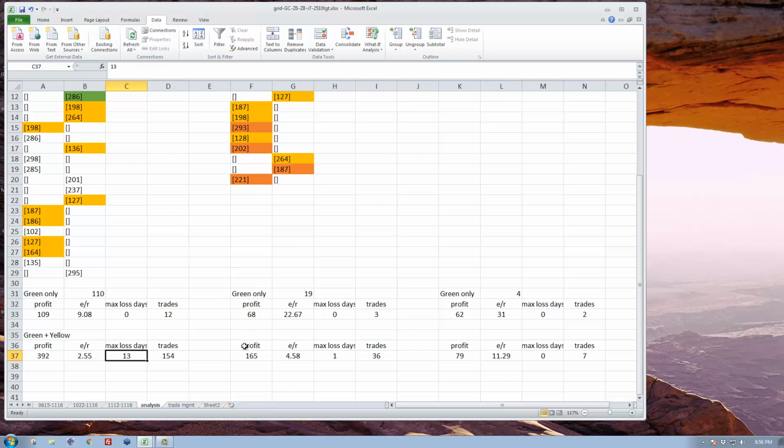The last 4 weeks, 1 max loss day. On 36 trades, 165, so $1,650 on 36 trades. An ER of 4.58, so that's very nice looking, actually. And then last week, 7 trades for 790, ER 11.29.